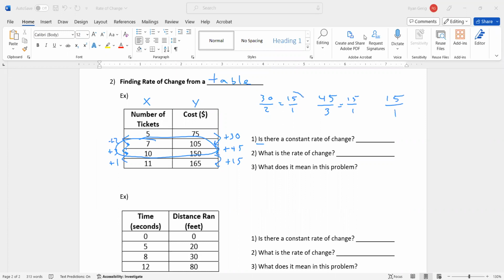They all reduce down to the same thing. So is there a constant rate of change? Yes, there is. We've got a line. What is the rate of change? Well, we just did all the work to figure that out. It's 15 over 1 or just 15. You can just write 15 if you want. What does it mean in this problem?